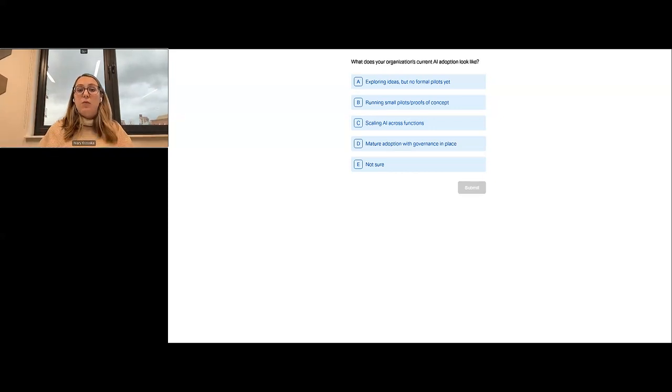Maybe you're running small pilots or proofs of concept. So maybe in your team, whether you're in audit or GRC, you're actually trying to bring AI in and you have a small proof of concept. You're saying, I want to learn how we can start to automate this subset of controls, and we're going to go and just run it there.